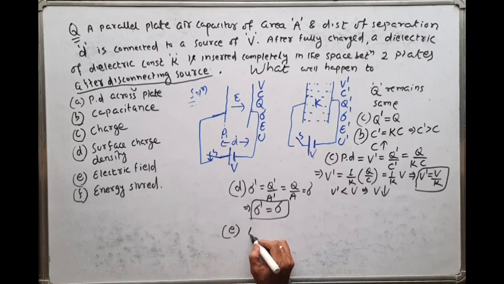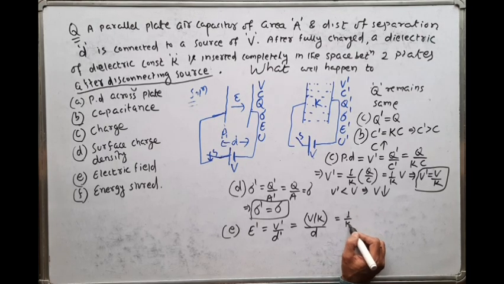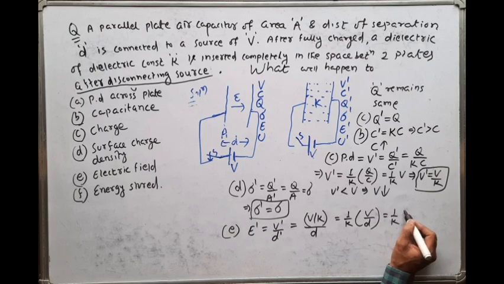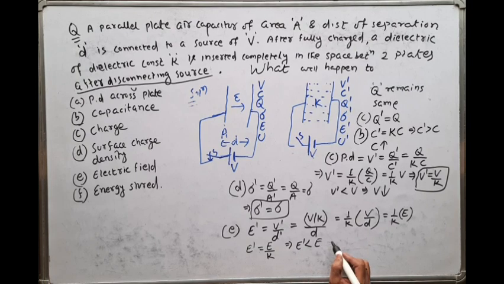Then come to the E bit. What is electric field intensity? Electric field intensity is nothing but V by D. E dash is equal to V dash by D dash. What is the value of V dash? V dash is V by K divided by D dash. The distance has not changed, same distance D. So that is equal to 1 by K into V by D. But V by D is nothing but the initial electric field, E. So we got E dash is equal to E by K. Since K is greater than 1, E dash is less than E. That means electric field intensity decreases.